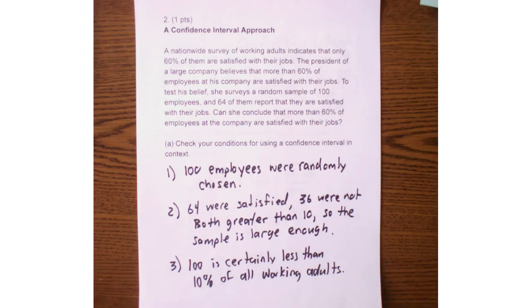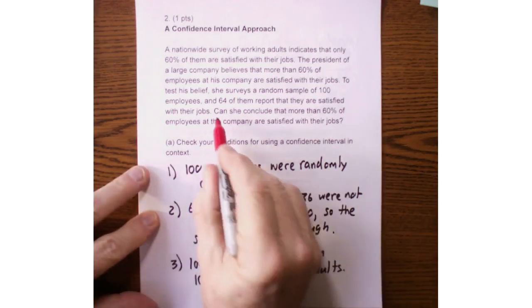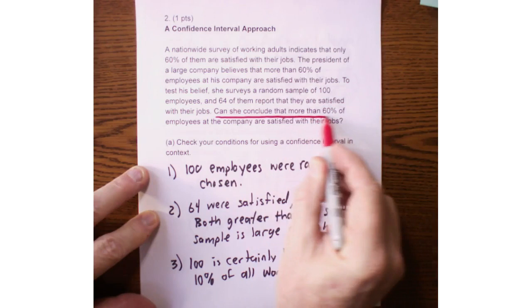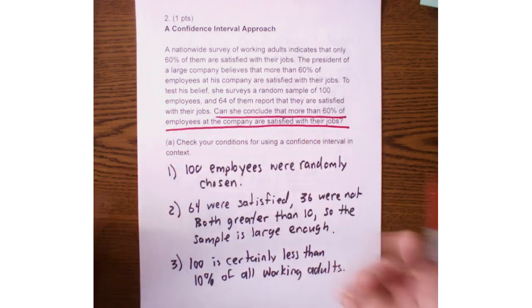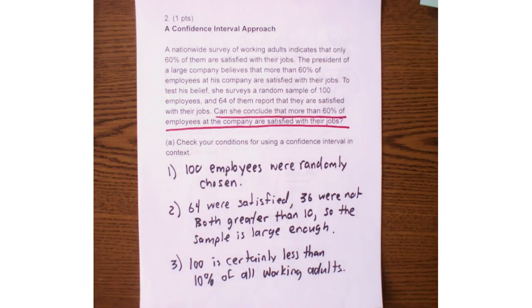This is the second problem, and we're actually going to do this problem in two ways. In this first video, we're going to approach this problem from a confidence interval point of view, and the question we want to answer is, can she conclude that more than 60% of employees at the company are satisfied with their jobs? We're going to try to answer this question in two ways: from a confidence interval point of view, and on the next video, from a hypothesis test point of view.